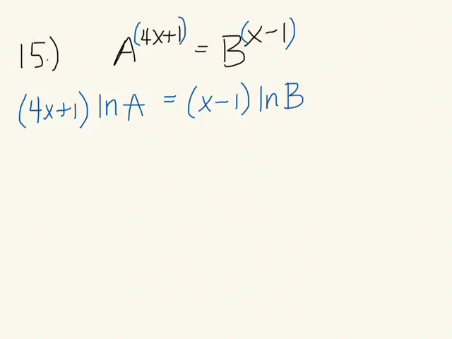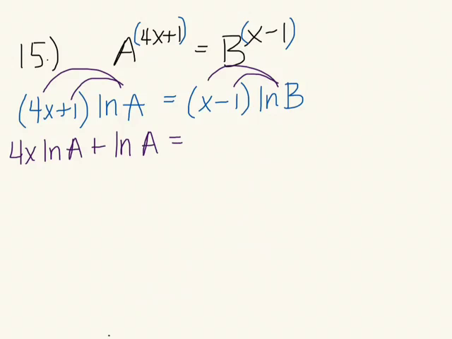Now, just like we did in lots of problems earlier, we're going to distribute in our ln's. So I have 4x ln of a plus ln of a equals x ln of b minus ln of b. So now I have my x terms such that I can combine them and get them on the same side of the equation. Now here's where we can end up with different final answers depending on what you move.